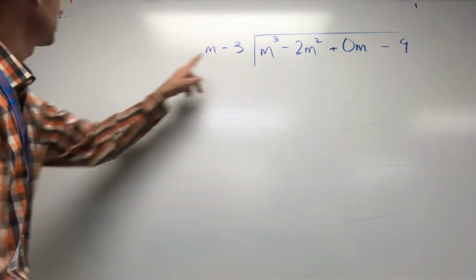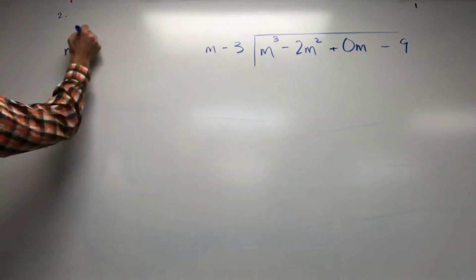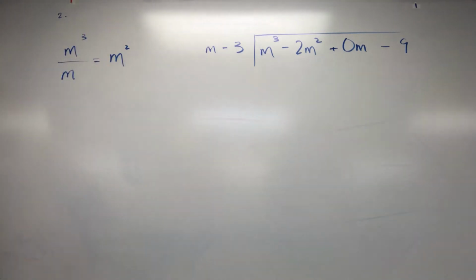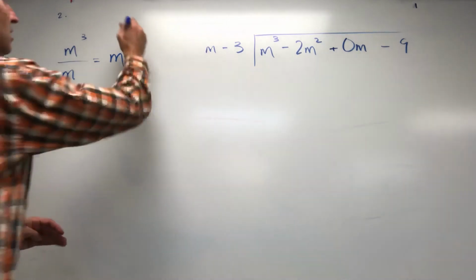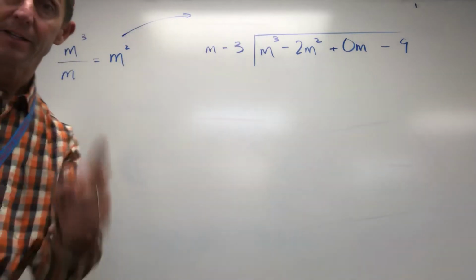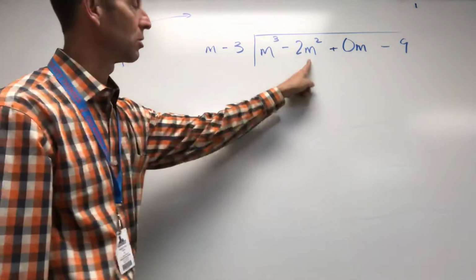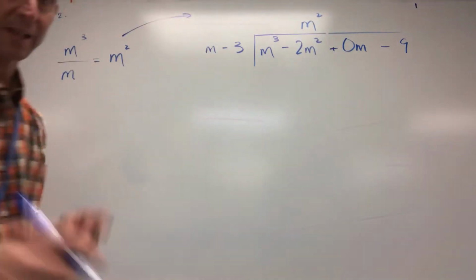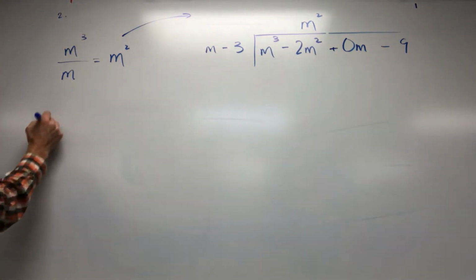Lead off hitter, lead off hitter. So m to the third over m. Looks like you got 2 m's left, m squared. That's going up into your answer row up top. It's m to the second power. So go to your second powers. It goes in that column. Stay organized. Grab your m squared.